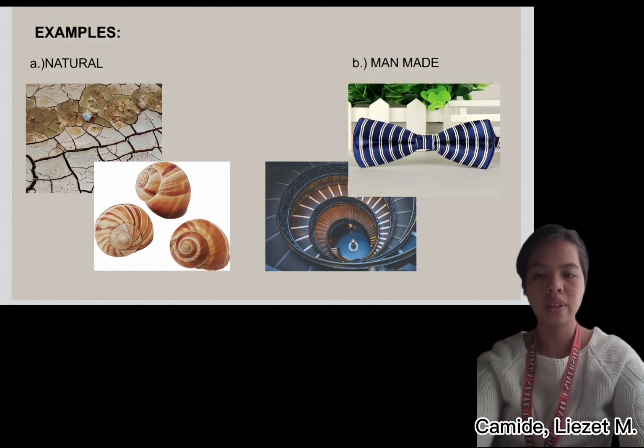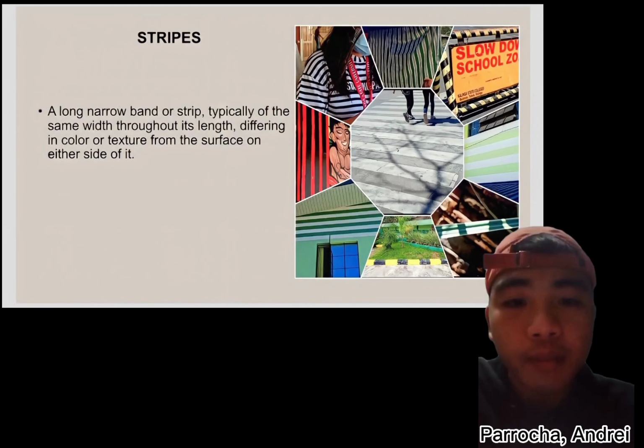Letter B. Example of man-made pattern. The first picture is a ribbon, whose pattern is a stripe. In order to create its pattern, they stitch it. The second example of man-made pattern is the stair, whose pattern is a spiral. Stripes. A long narrow band or strip, typically of the same width throughout its length, differing in color or texture from the surface on either side of it.